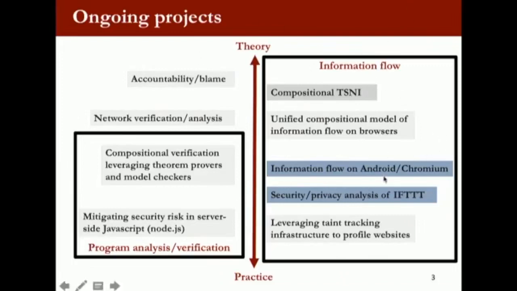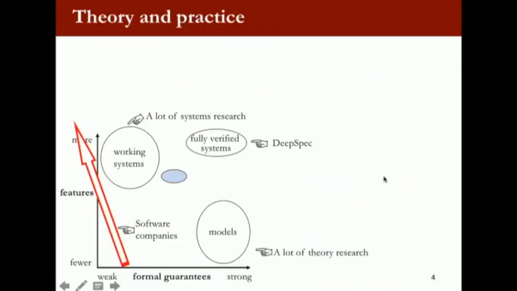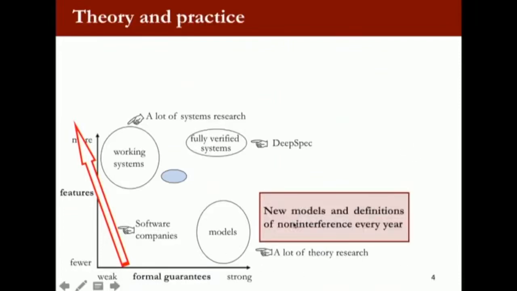information flow space. All right, so in terms of information flow, what's interesting is that when I go back to this particular diagram, on the theory side, every year if you go to any of the somewhat theoretical security conferences, you will see a lot of papers being published about new models and definitions of non-interference, which is a key security property of information flow control systems. Numerous papers appear every year.